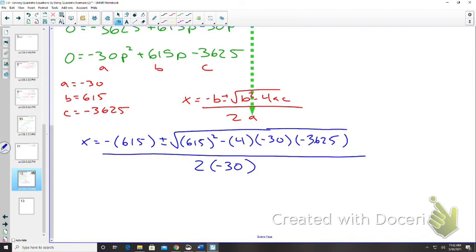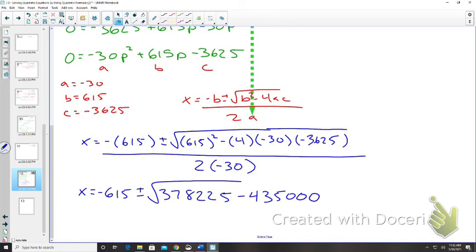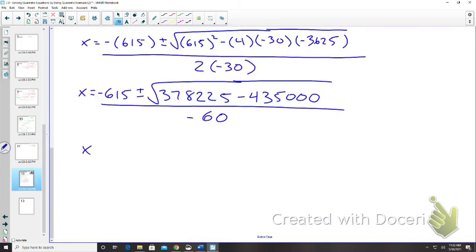Okay, so x is equal to negative 615, plus or minus the square root. 615 squared is 378,225, minus 435,000, all divided by negative 60. You guys are going to like this next one. And I mean that. So x is equal to negative 615. Now I'm just going to simplify what's in the square root. And I get negative 56,775 divided by negative 60.